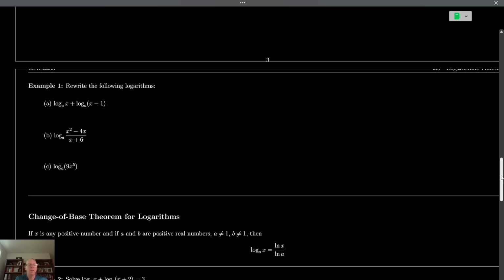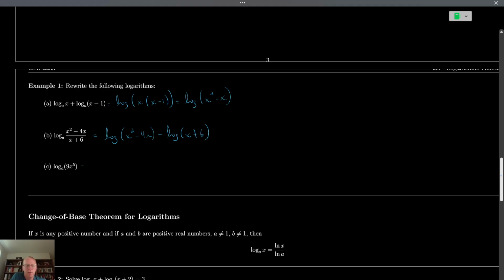All right, so rewrite the following logarithms. So we're just going to combine these into one. So we have log of x plus log of x minus 1. So we have plus here, so that means we're going to multiply these two. So log of x times x minus 1. And that's probably good enough, but if you want, you can distribute that x and get x squared minus x. Then the next one, we have log of x squared minus 4x over x plus 6. So the division, we're going to be subtracting that. So log of x squared minus 4x minus log of x plus 6.